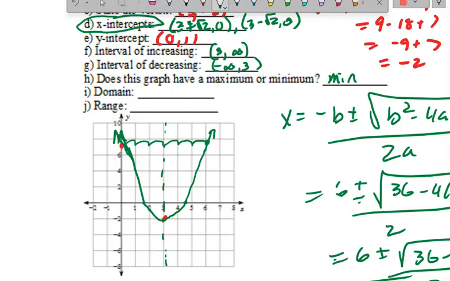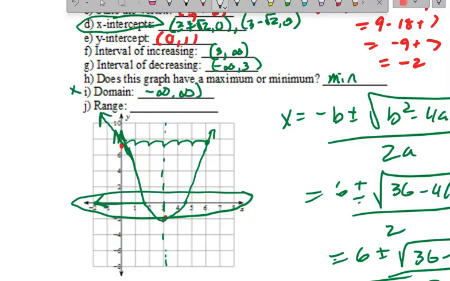Domain. Well, the domain is the x values. So for my x values, I'm just looking at these numbers here. And because of that arrow, it's going to go all the way from negative infinity to positive infinity. And the range is going to go from here up, starting at negative 2 to infinity, and it includes negative 2.